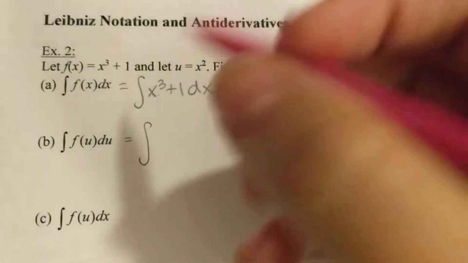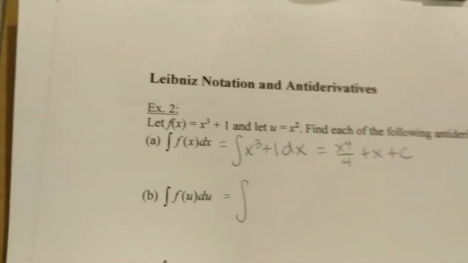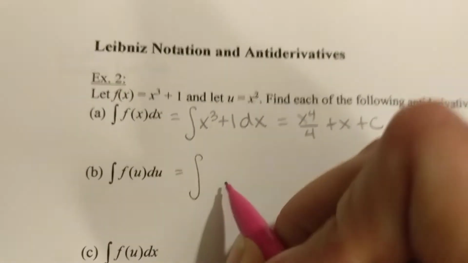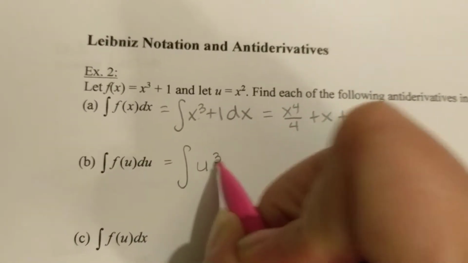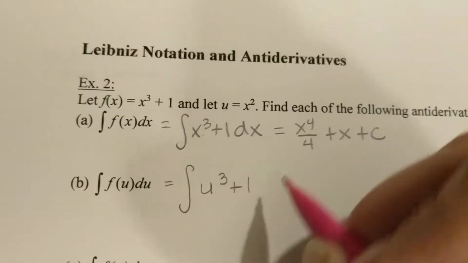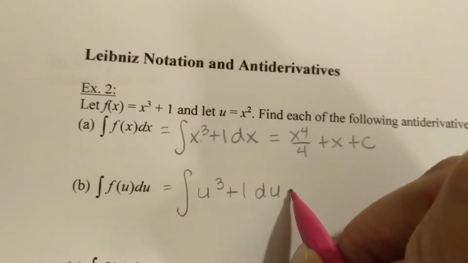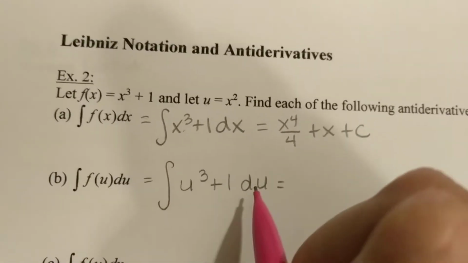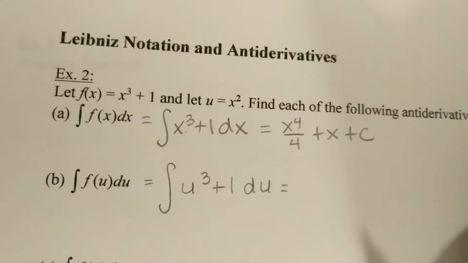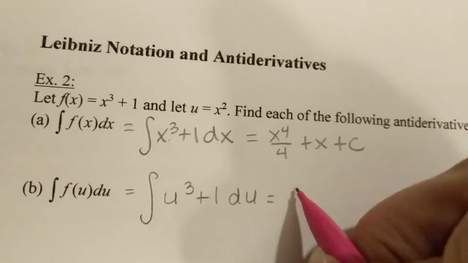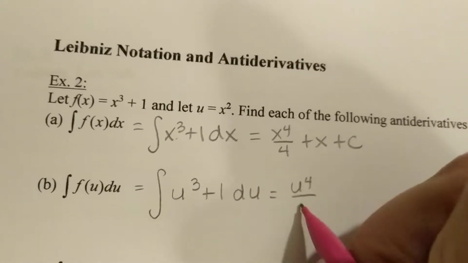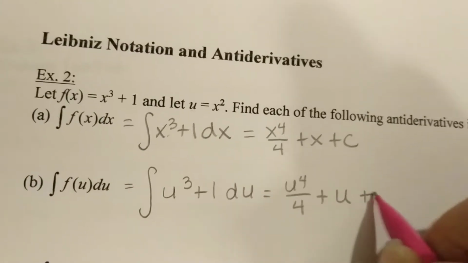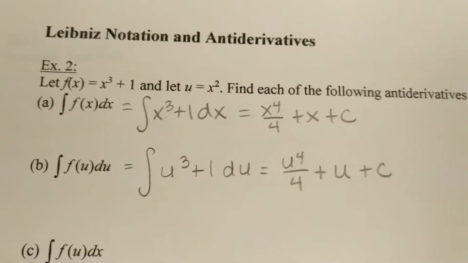Sorry about that. So this time it says f of u du. So I'm going to replace the x's with u. So we get u cubed plus 1 du. Now, this is in terms of u. This says with respect to u. So we straight up integrate like we usually would. U to the 4th over 4 plus u plus c.